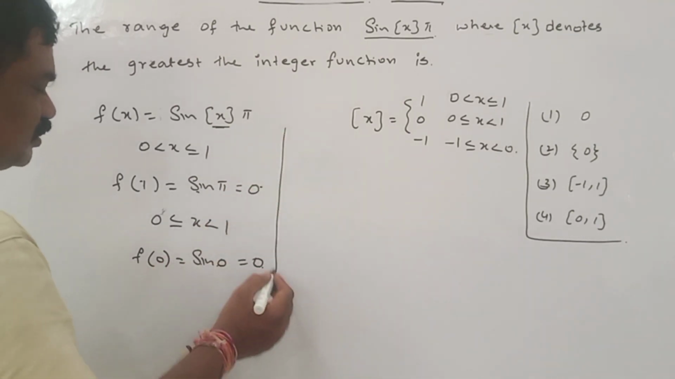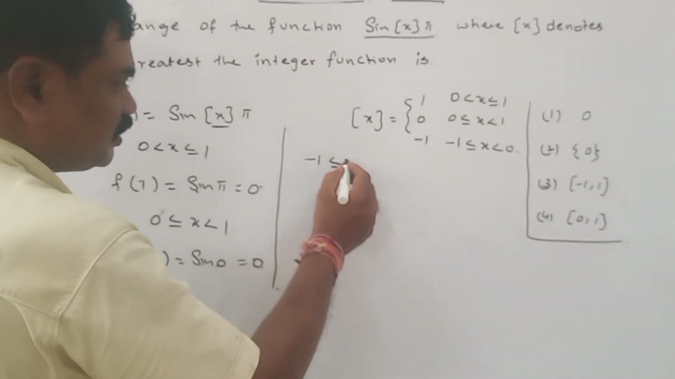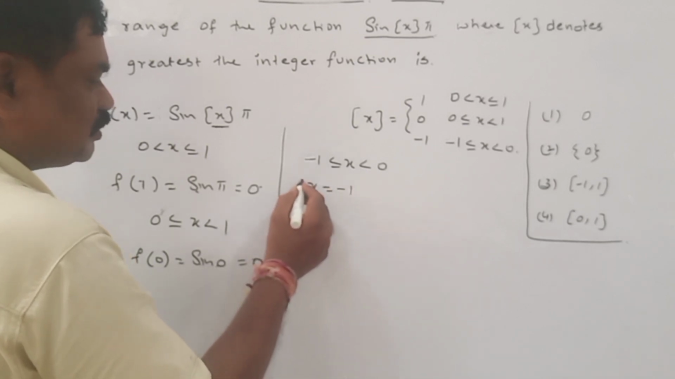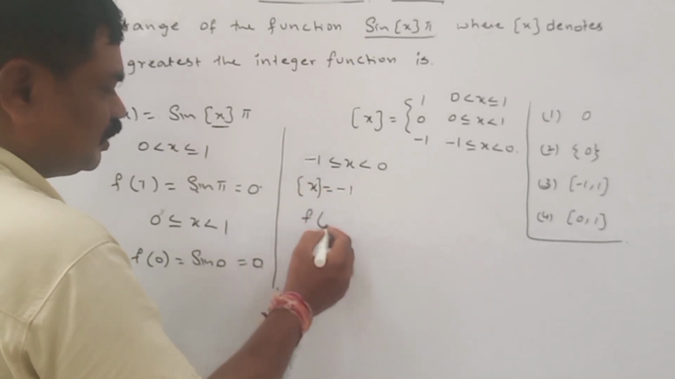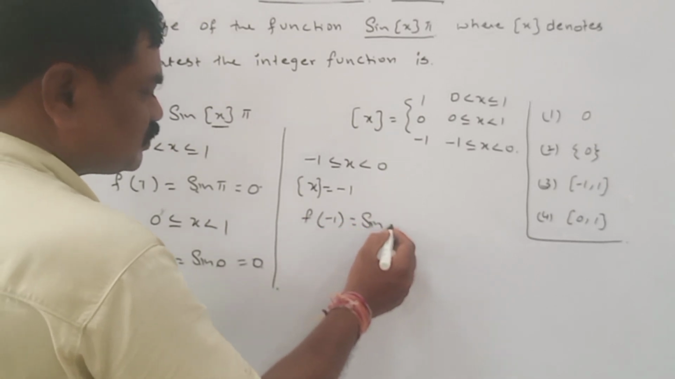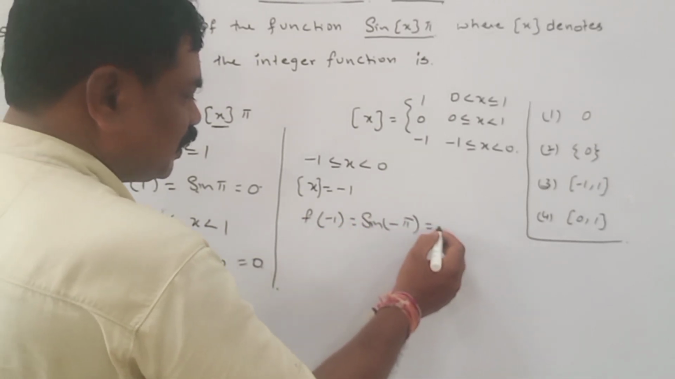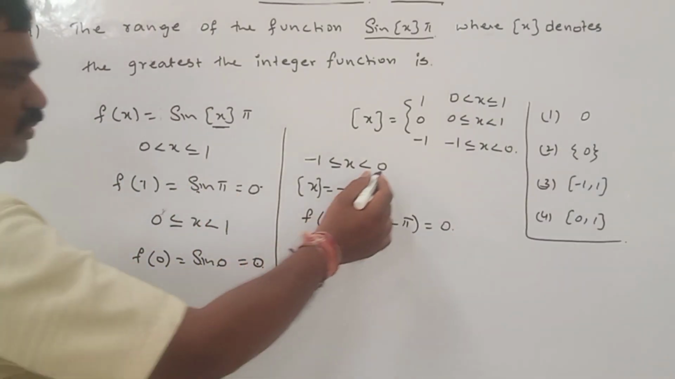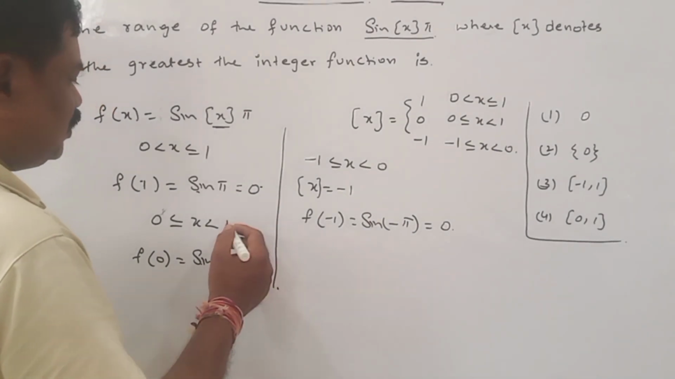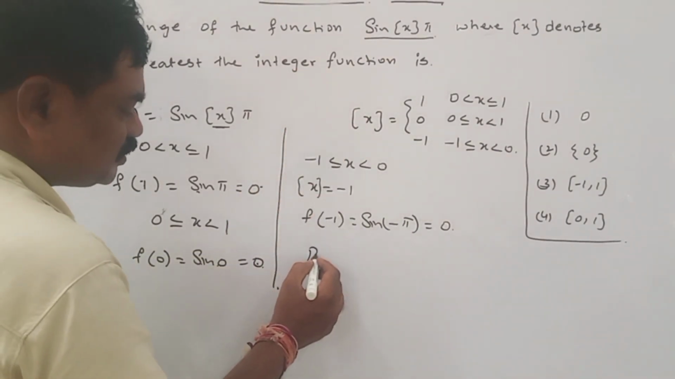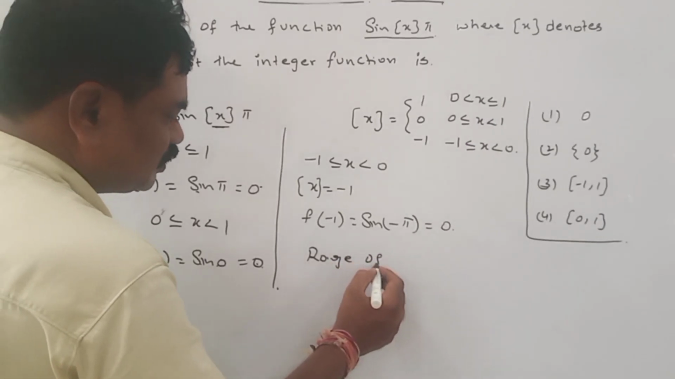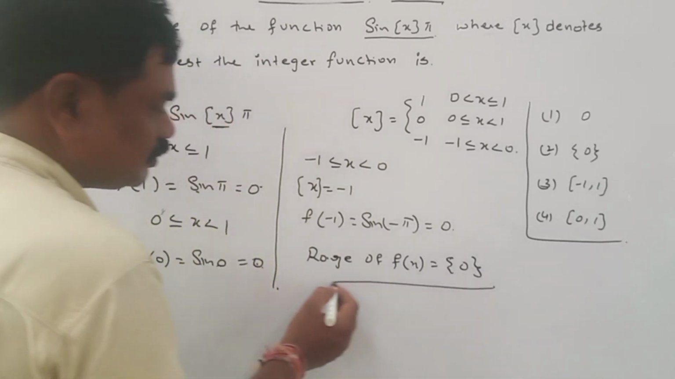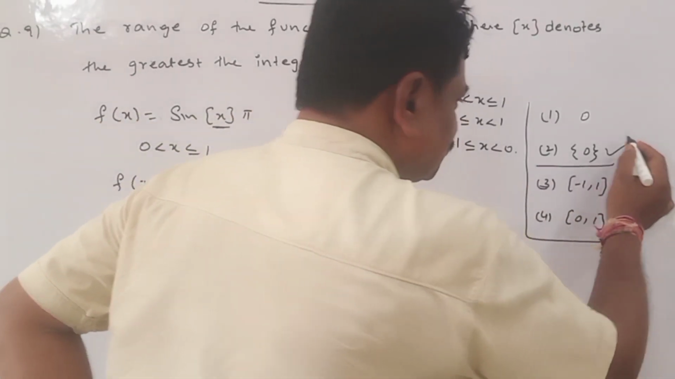Next condition, minus 1 less than or equal to x less than 0. That is, x is equal to minus 1. [x] value is minus 1. F of minus 1 is equal to sin of minus pi. This value is 0. So here all values are 0 in the range. So what is the range? Range of f of x is equal to the set {0}. So we have option 2 as the answer.